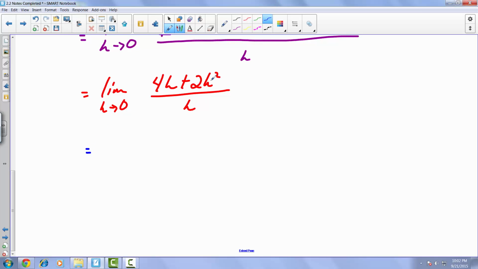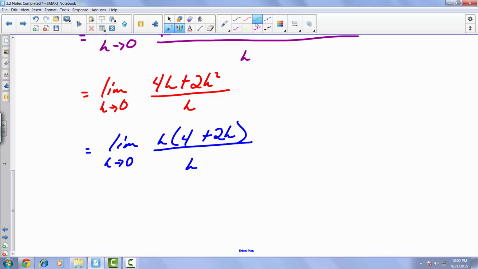And now we can go ahead and factor out an h on top. Because right now, if you were to try direct evaluation, you would still get that 0 over 0 indeterminate form. So we have to factor out an h. And when we do that, we have 4 plus 2h all over h. And now you can see that these h's end up canceling out with one another, leaving us then with the limit as h goes to 0 of 4 plus 2h.